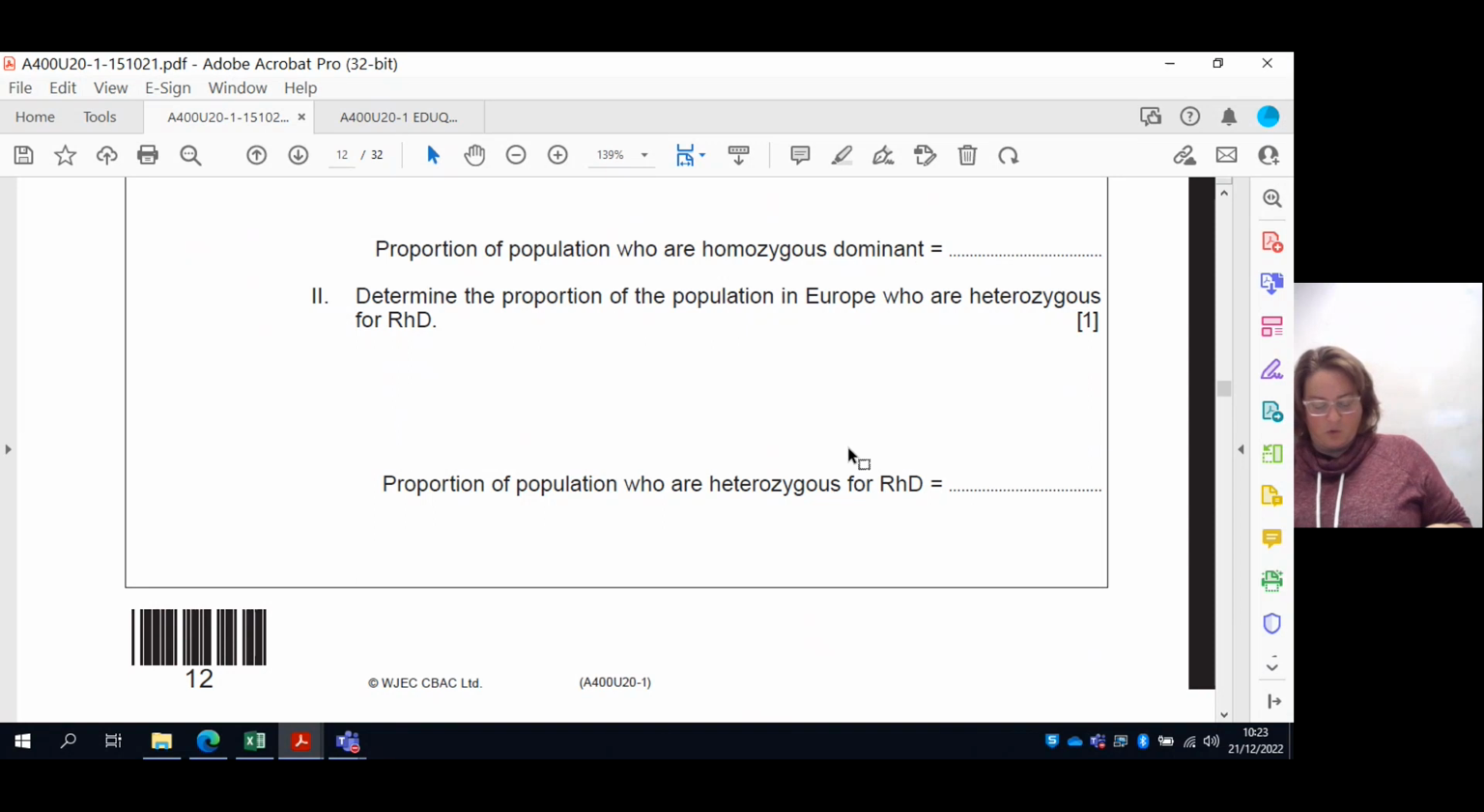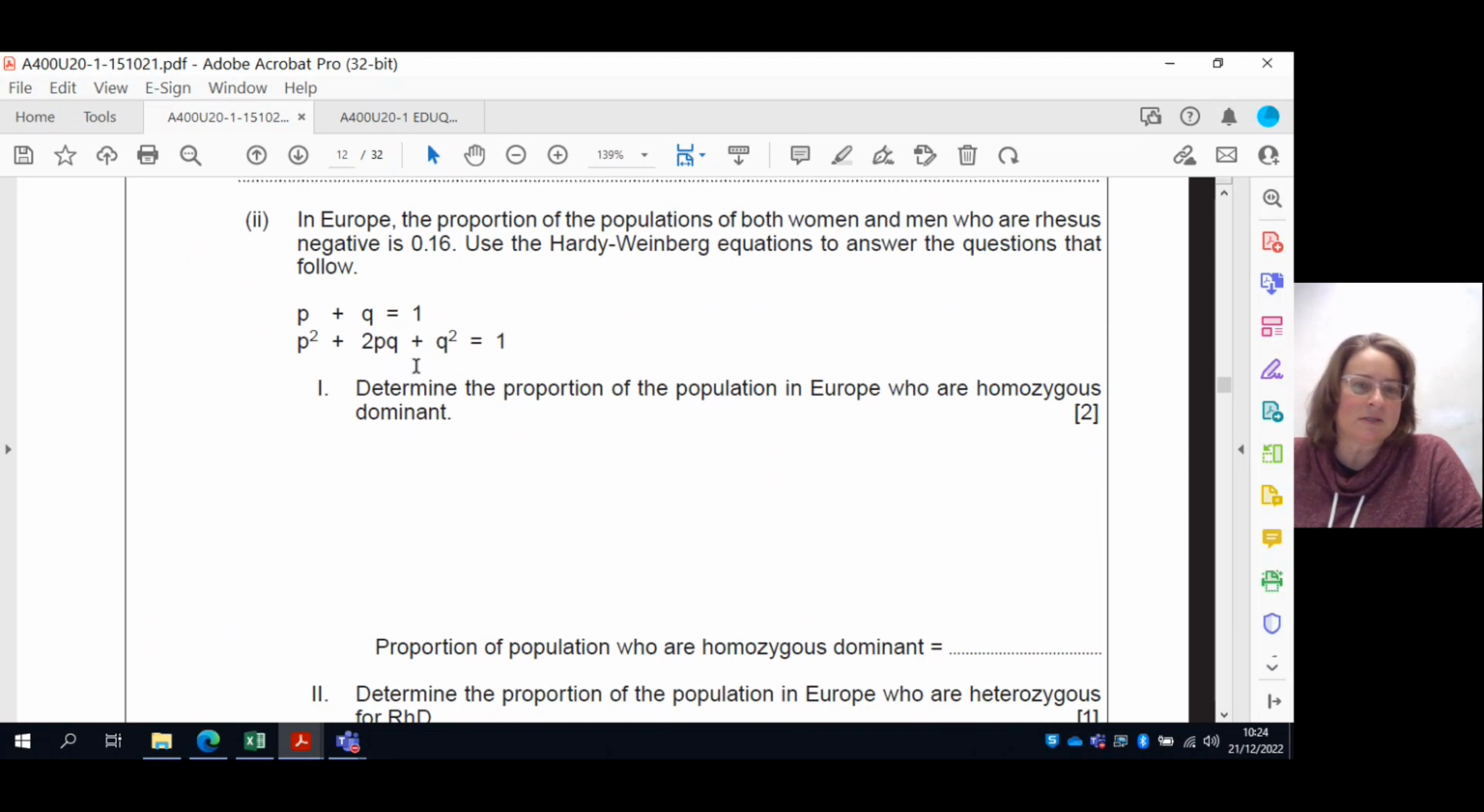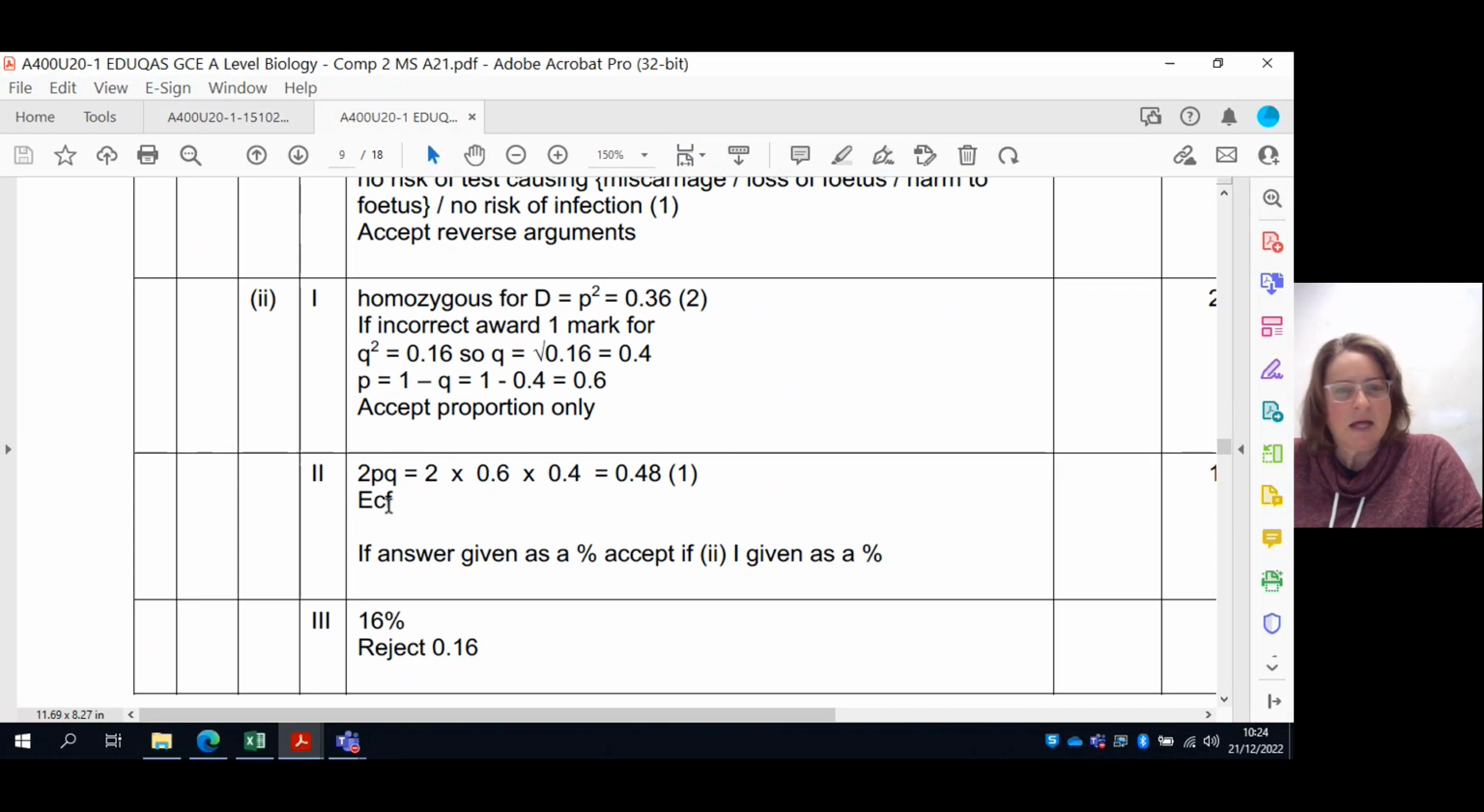And then this one is a little bit more awkward because you now have to think about the proportion of the population who are heterozygous. So here we go, heterozygous, that's that lot. That's your heterozygous lot. You should have your numbers in place already. Heterozygous is 2pq, there we go, you've got your 0.48. It's nice here, it gives it to you as a percentage. However, the next one is not nice.